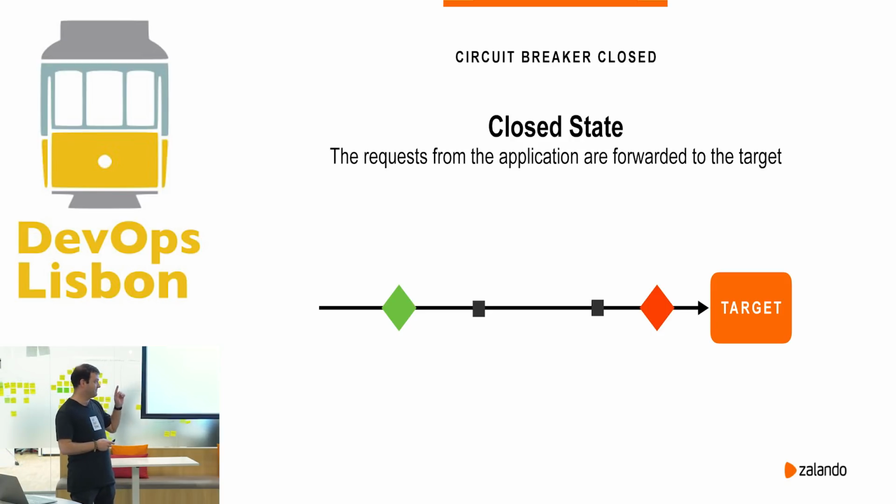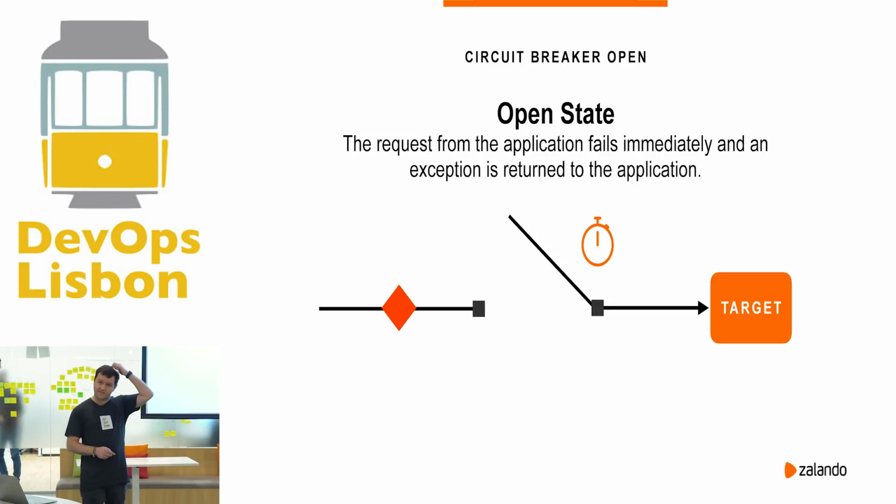But eventually, the target becomes unhealthy. And when the target becomes unhealthy, it just drops your request. And this returns an exception to the application. And it increases the failure count. So this happens again, and it increases further the failure count. And the important part is that when it reaches the configured amount of failures, consecutive or otherwise, because this has many different ways to be configured, it's going to change the state. It changes the state to the open state.